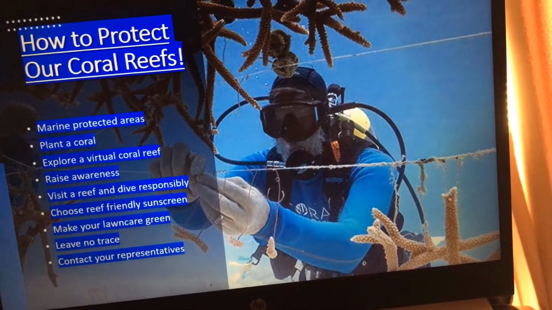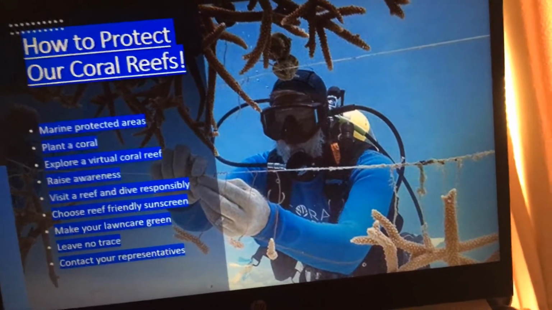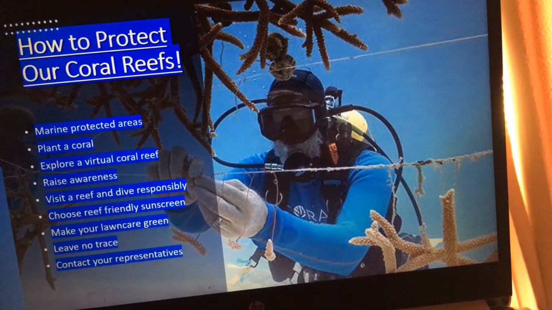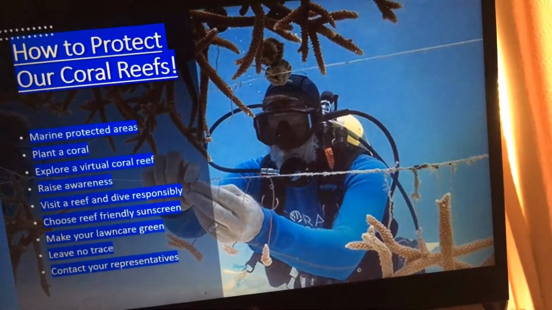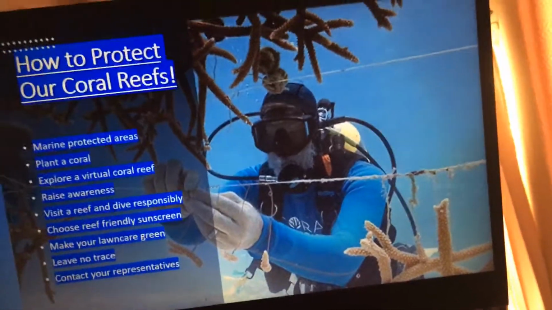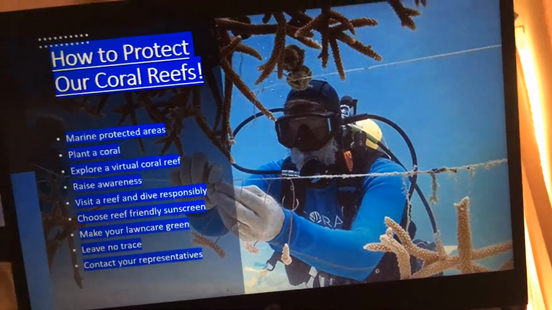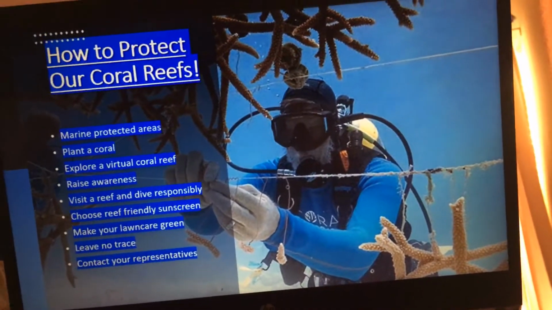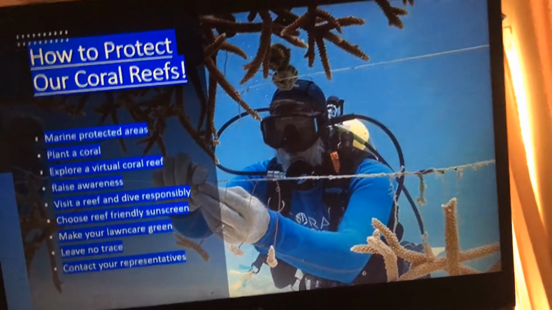Even when you do your lawn care, people don't realize that many of these things still make their way to the ocean. So just try to be as green as possible. And also contact your representatives. See what they are doing to save our coral reefs. See if they are implementing planting coral reefs and saving coral reefs and fighting against pollution and all these other things.